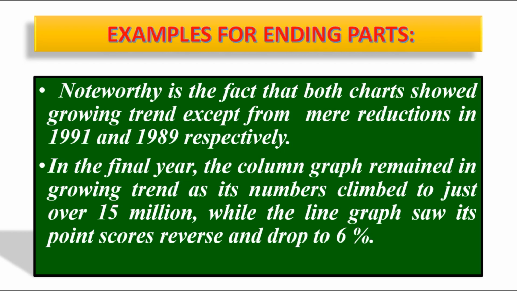In the final year, the column graph remained in a growing trend as its numbers climbed to just over 15 million, while the line graph saw its point scores reverse and drop to 6%. So here I have highlighted the last change in the line graph because it grew and grew through all the years in the period, but the last time scale showed us that there was a reverse and a little drop to 6% in the last year in question. Okay.